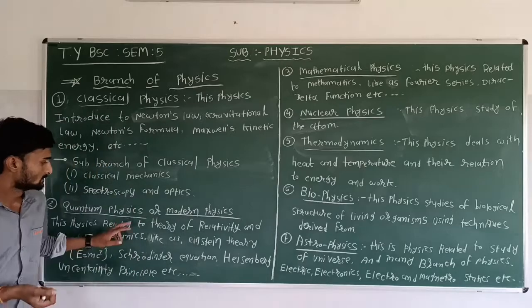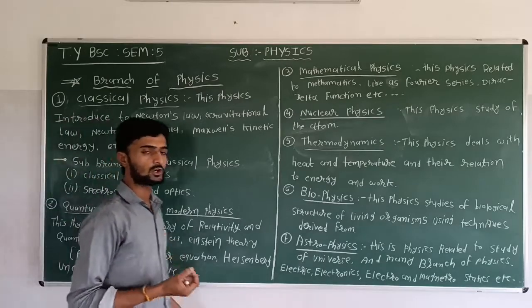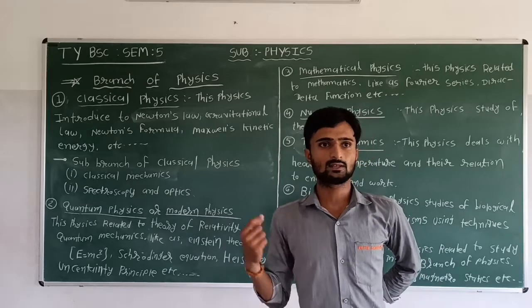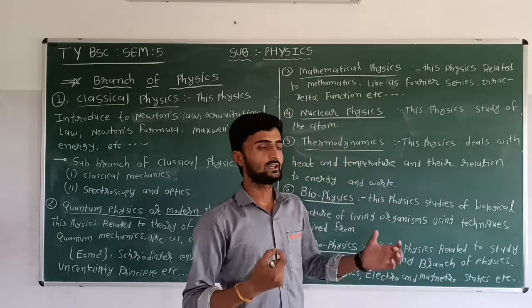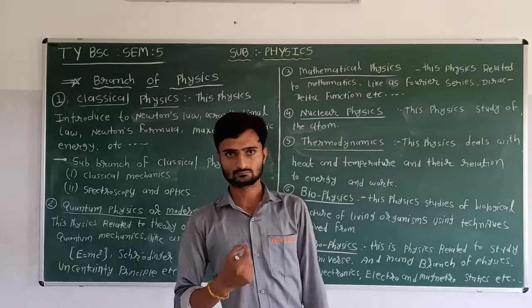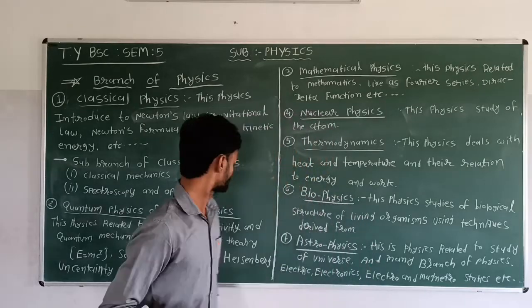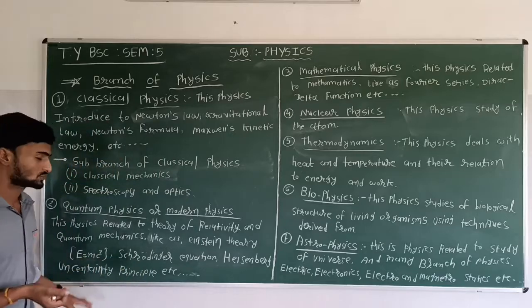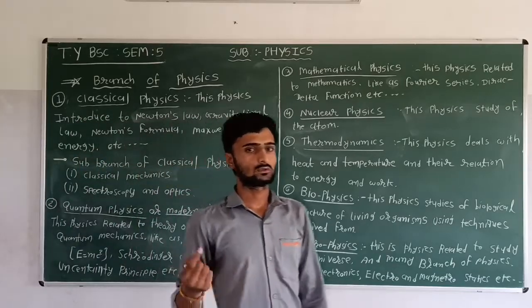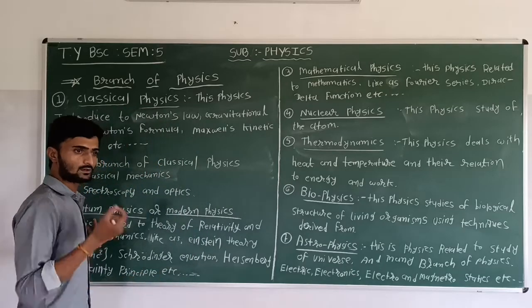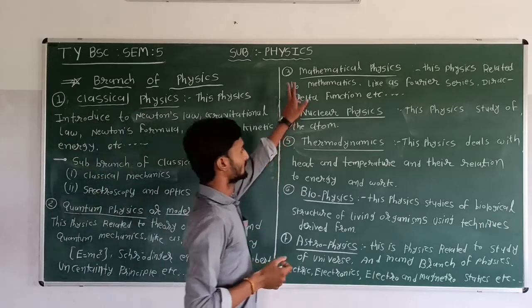This physics is related to the theory of relativity. This theory is Einstein's theory. Einstein's theory was E equals mc squared. And Heisenberg, Max Planck and the Schrodinger equation. These equations are quantum physics or modern physics.